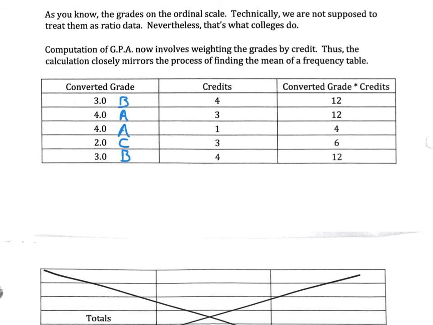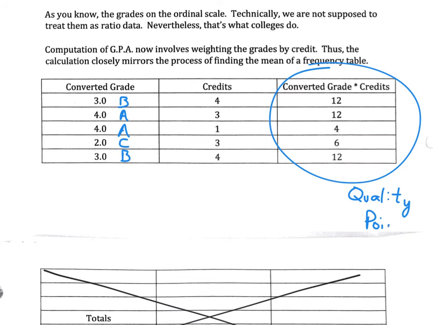Okay. You can see that the converted grades are being multiplied by the number of credits over here in the third column. Sometimes these are referred to as quality points. What we need is the sum of these quality points, much like we did with the frequency table and got the midpoints times the frequencies. We need to sum the quality points, or grade credits, and then divide by the number of credits. So let's get some totals.